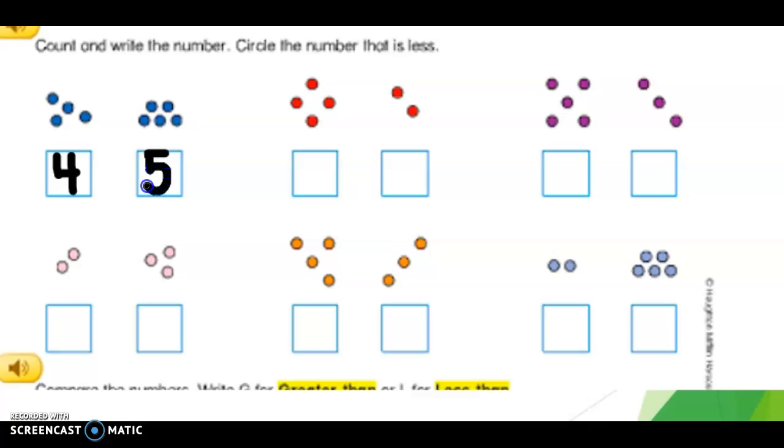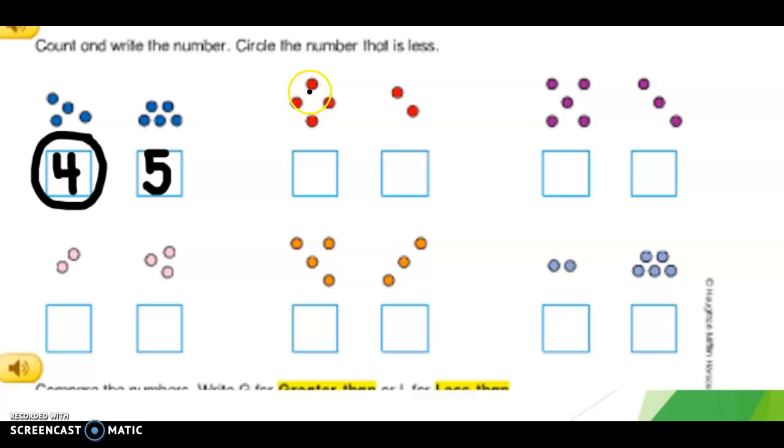All right, now I want you to stop and think. Remember, we're looking for less. The fewer, the smaller number. So is it 4 or 5? If you're working at home, you can go ahead and circle which one. If you're following along with me, just hold up the number in the air on your hand. 4 is less than 5, so we're going to circle the 4. Good job. Let's try this one.